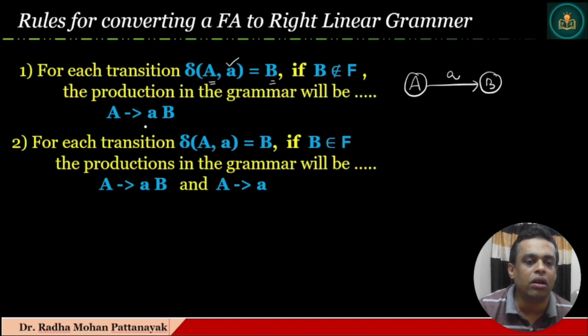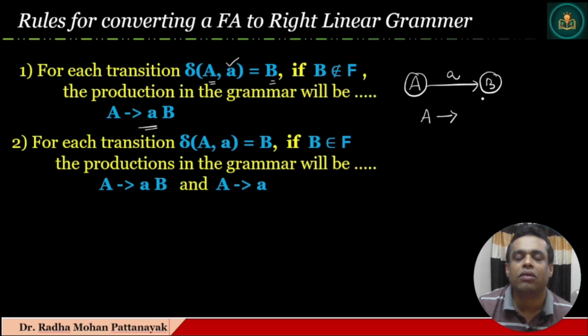Then for this transition we will write the production as A produces aB. That means the initial state or the starting state will become the left side of the production, and on the right side of the production we will write the input terminal, that means small a, and the reachable state, capital B. Why aB? Because it is a right linear grammar. In a right linear grammar, on the right side of the production the variable will be present at the rightmost side of the production. So that's why we are writing aB here.